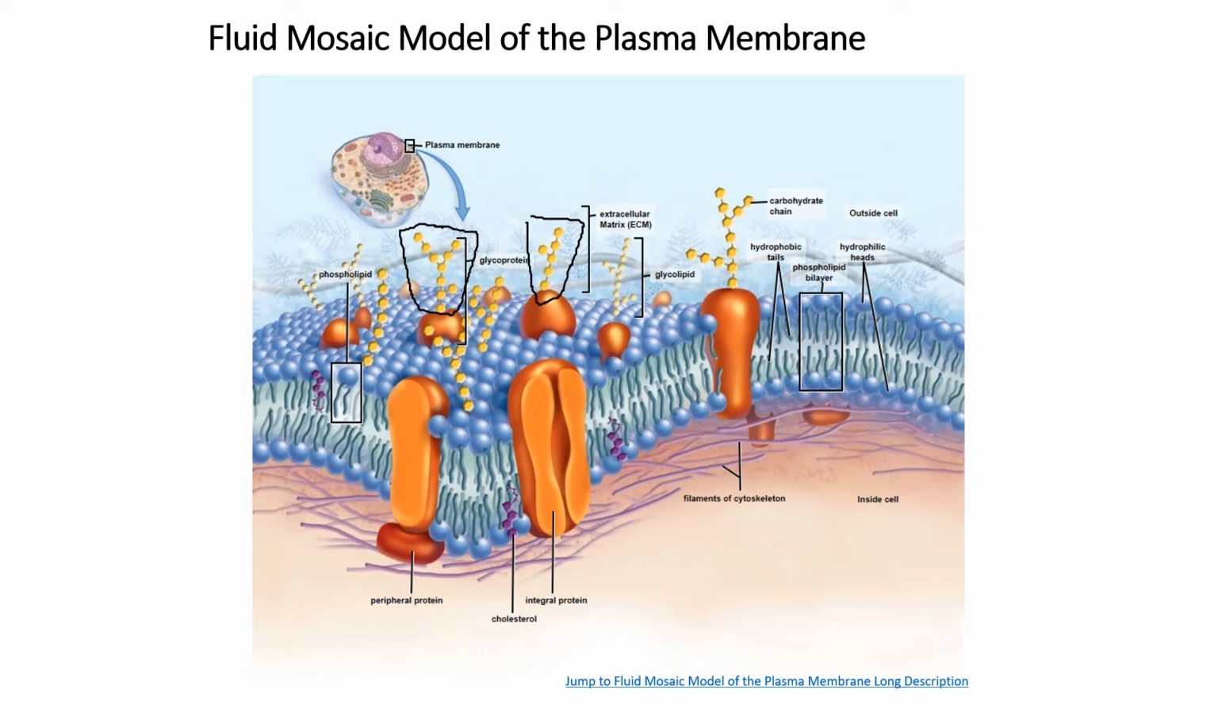And when they're attached to proteins like this guy, we call it a glycoprotein. And when it's attached to a lipid like this guy, we call it a glycolipid. So we just put that prefix glyco to refer to the fact that it's modified with some sort of carbohydrate modification.